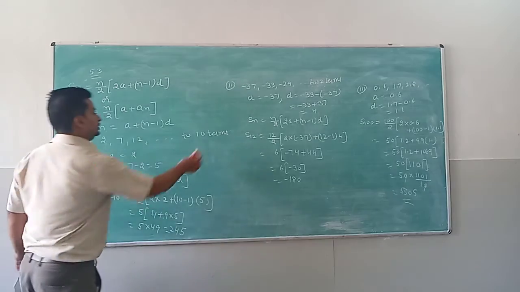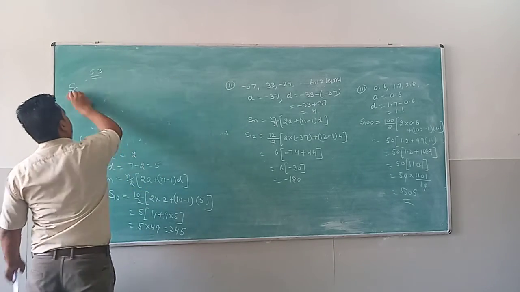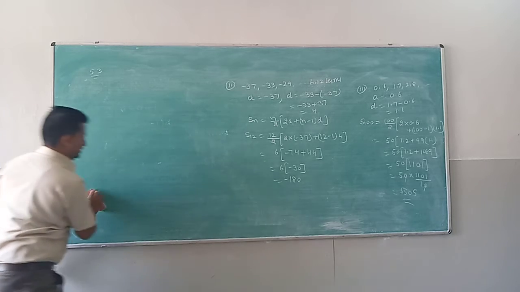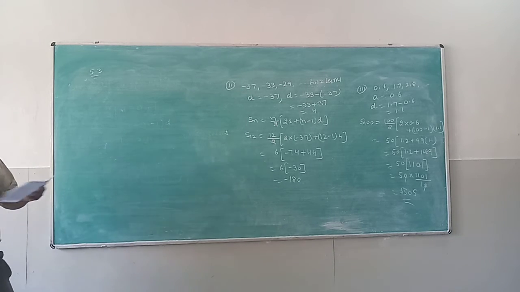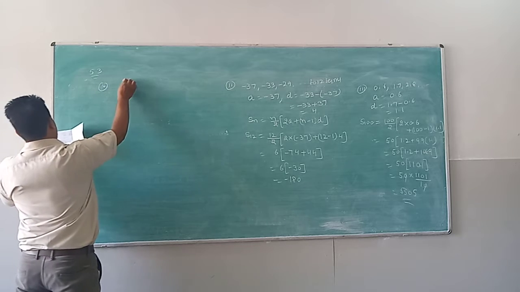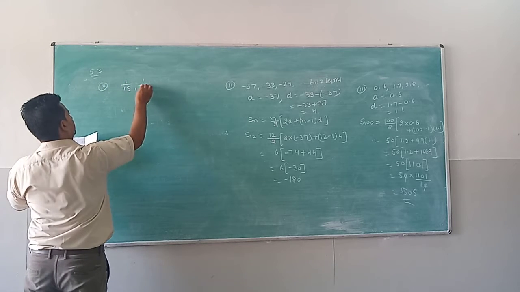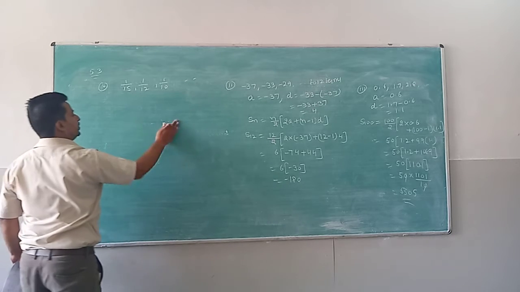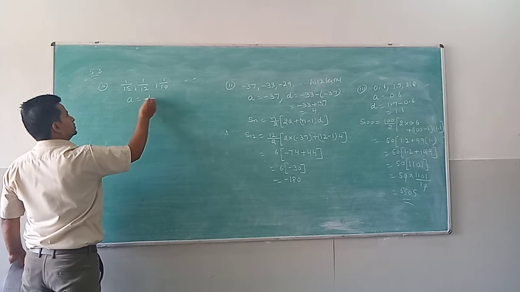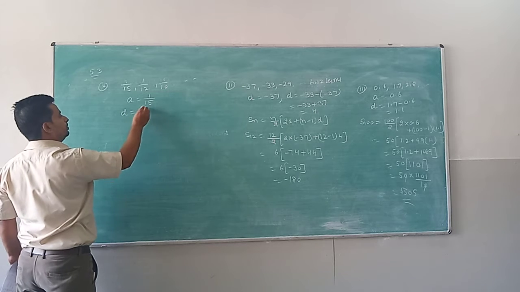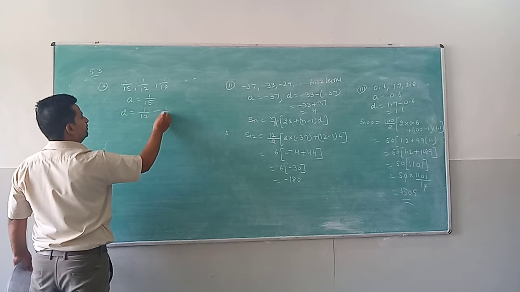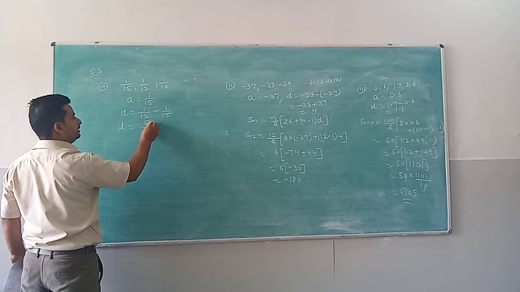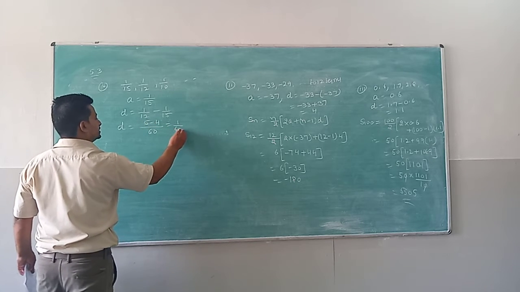In the fourth part, the statement is 1 by 15, 1 by 12, 1 by 10. We are required to find the sum of 11 terms. So a is 1 by 15, and the common difference is 1 by 12 minus 1 by 15. The LCM of these two is 60. This is 5 minus 4, 1 upon 60.